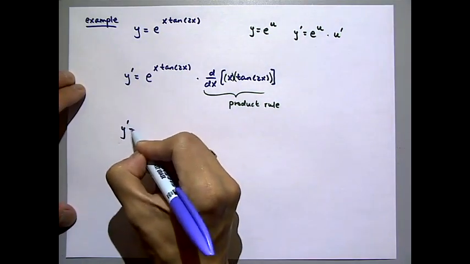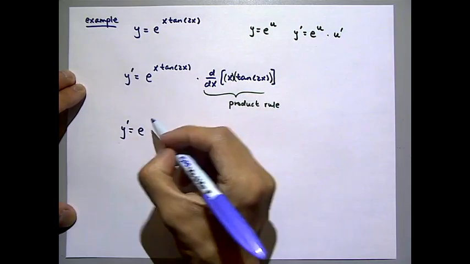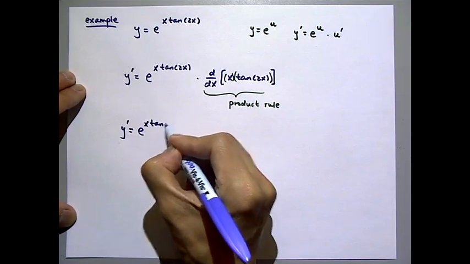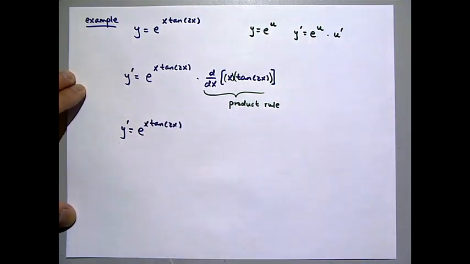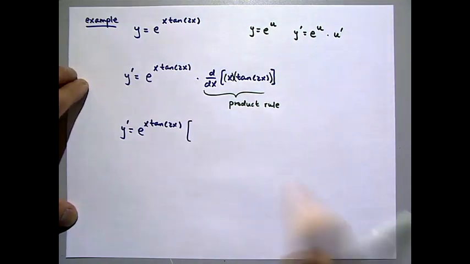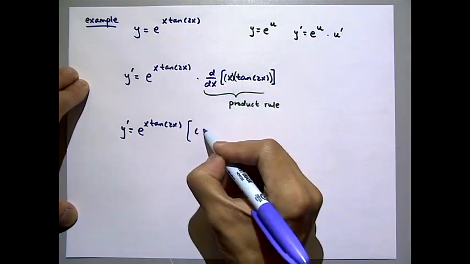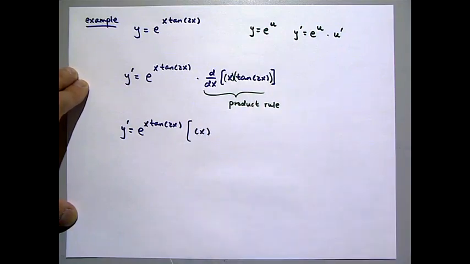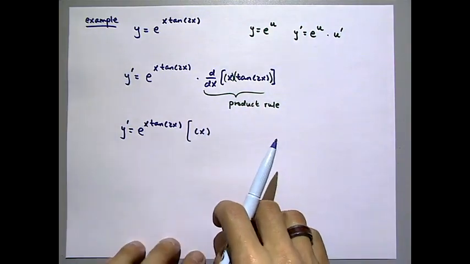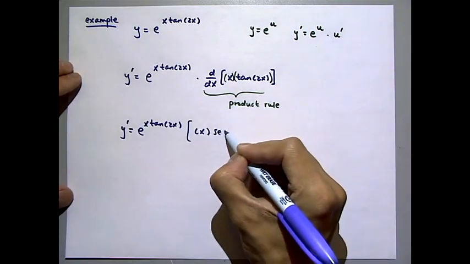We get y prime is equal to, now notice that we don't do anything with this part anymore. There's nothing to gain from doing anything more to it. Finish this up and see what happens. Now apply the product rule, first and second. We get first times the derivative of the second. So what would the derivative of tangent of 2x be? Secant squared. What else?